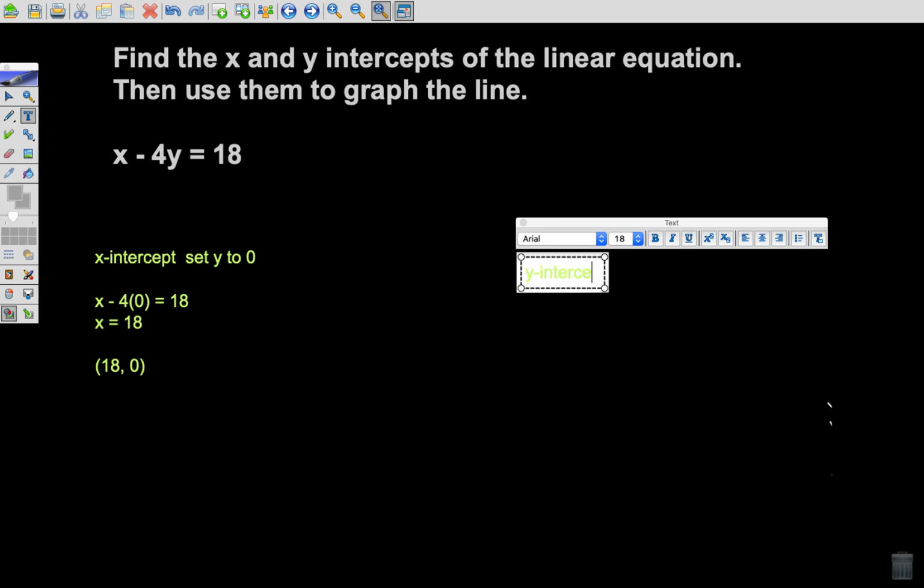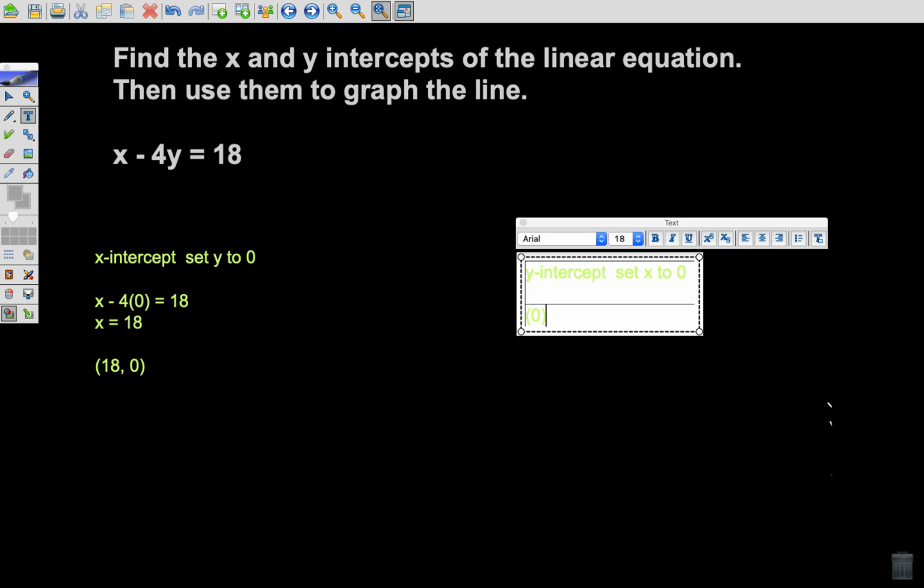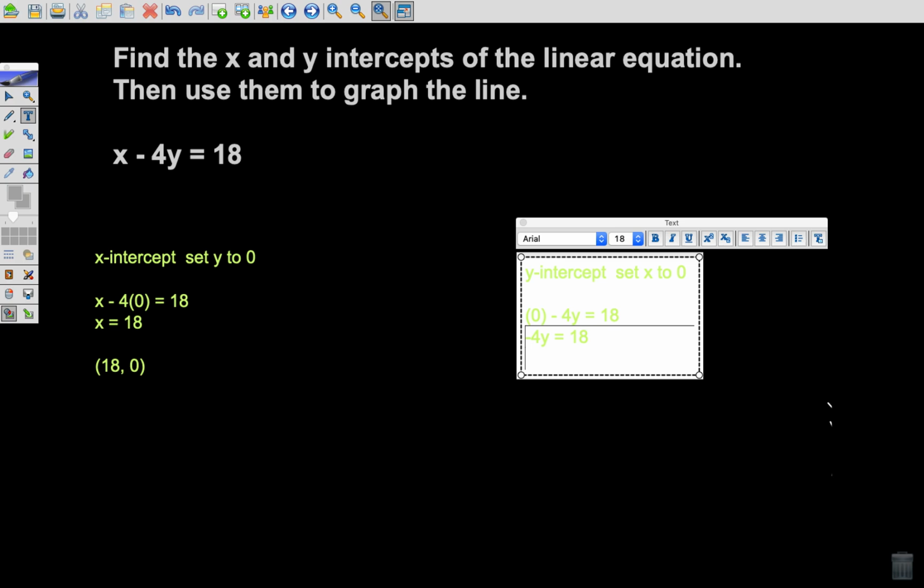Our y-intercept, we're going to set x to 0. So x is now 0, so we substitute in 0 minus 4 times y, so -4y equals 18. Well, 0 minus 4y is -4y, watch your signs, equals 18. Divide by -4, and y will equal 18 divided by -4, so it's going to be a negative result, and it's going to be 4 with 2 remaining out of 4, so 0.5, 4.5. So it's -4.5. So the point we get is 0, -4.5.